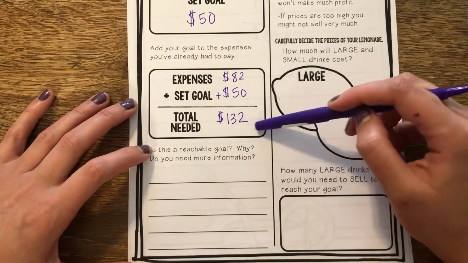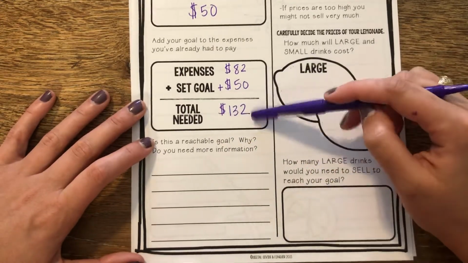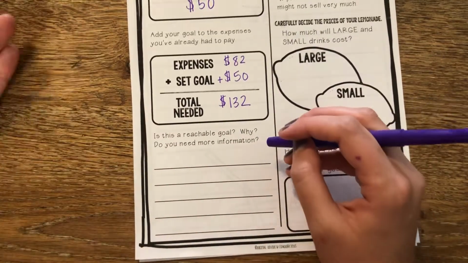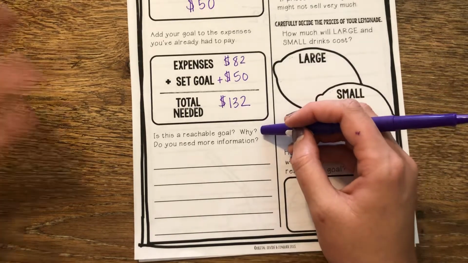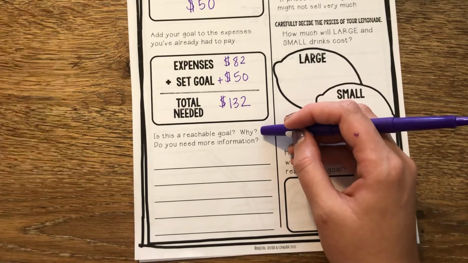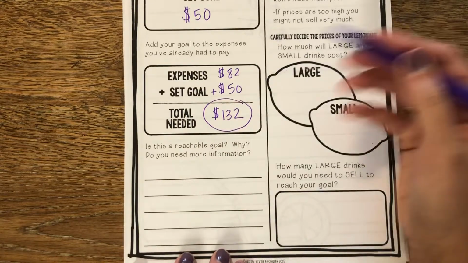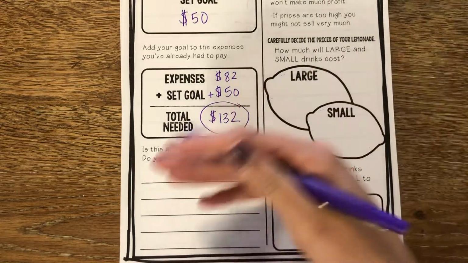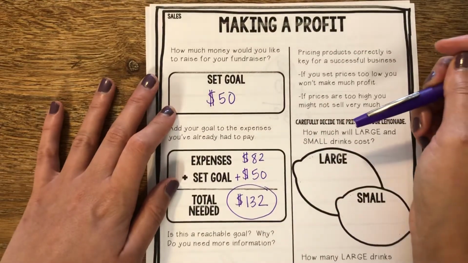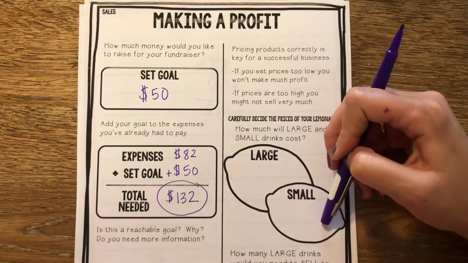Do you think it's realistic to raise $132 at your lemonade stand? Or however much your number was. That's what you need to write right here. You would write in a complete sentence, yes, this is a reachable goal because blah, blah, blah. Or no, this is not a reachable goal because blah, blah, blah. Okay? So I've got my amount. I need to raise at least $132 selling my lemonade and my snacks in order to raise $50 for my charity. Okay? So now we're gonna figure out the price of a large and small lemonade.